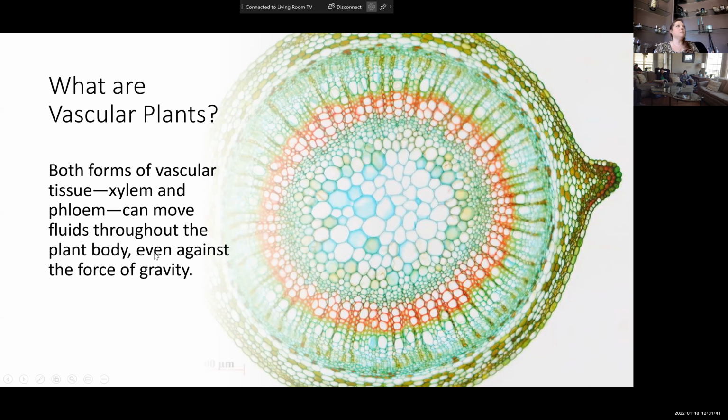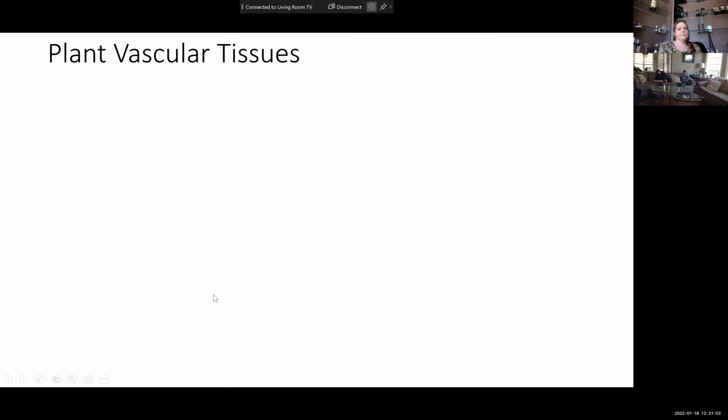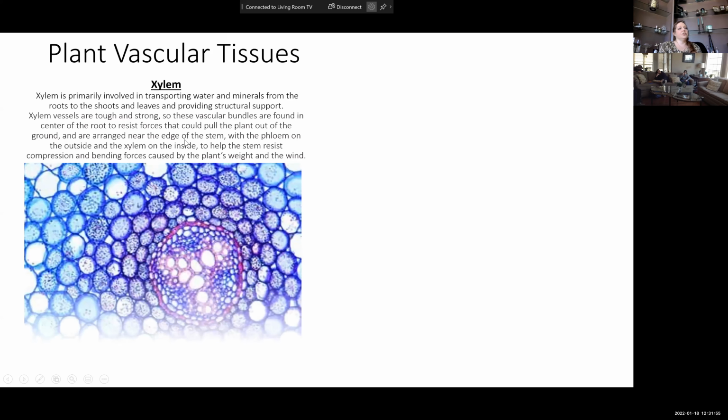Now your phloem does some pumping too, but you need to think of it more as it's coming from the leaves and it's flowing to the rest of the plant. And if you can remember that it's flowing to the rest of the plant, you'll remember what the phloem is versus the xylem. So in plant vascular tissues, you've got your xylem.